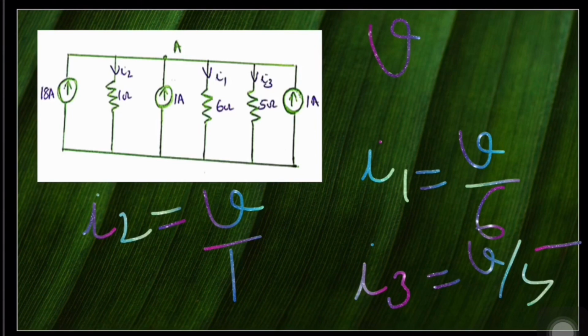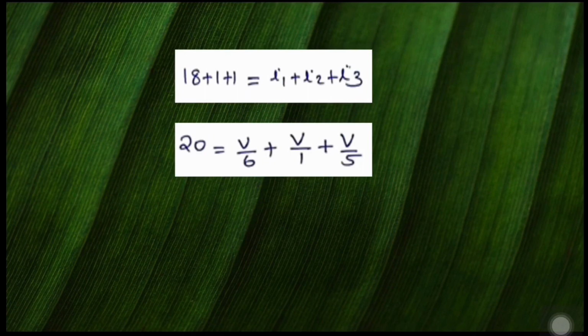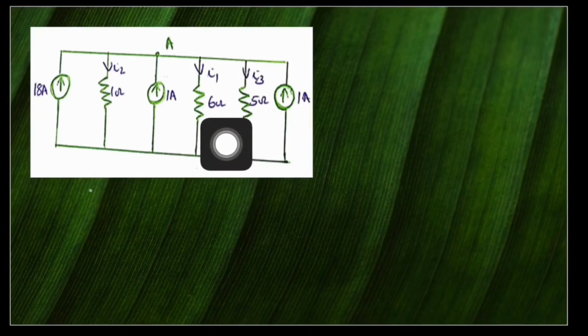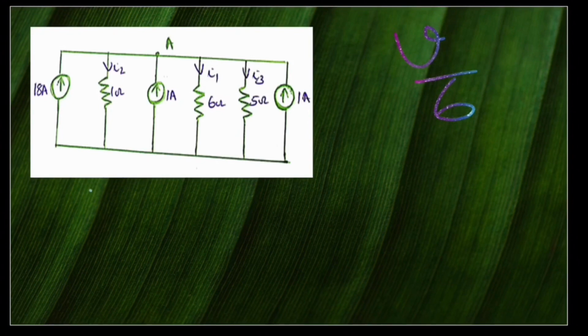Now, we are going to substitute these values in equation. So, we get 20 is equal to V by 6 plus V by 1 plus V by 5, or V is equal to 14.63. Here, we are asked to find out current through this 6 ohm, which can be expressed as V by 6. V is already calculated as 14.63. By substituting this value, we get our desired quantity I1 as 2.43 amperes.